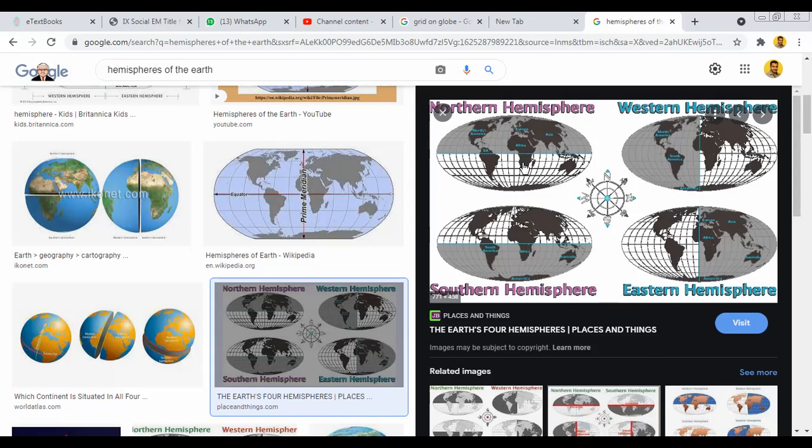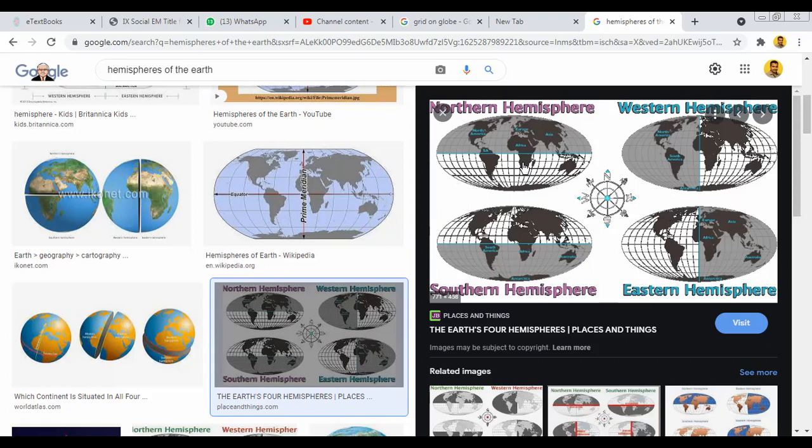How do we calculate? Assume that on the prime meridian the time is 12 noon. If you move towards the west side, for every longitude you have to deduct 4 minutes. If you move towards the east side, add 4 minutes to 12 noon. That is how the time of the world works. Got it?